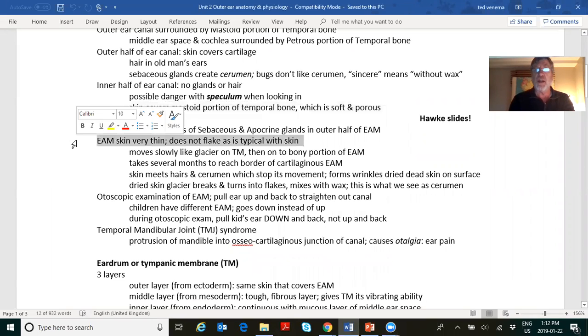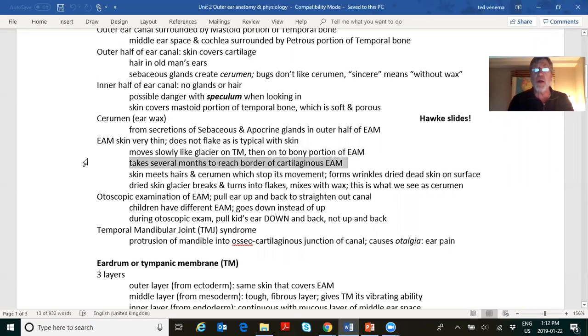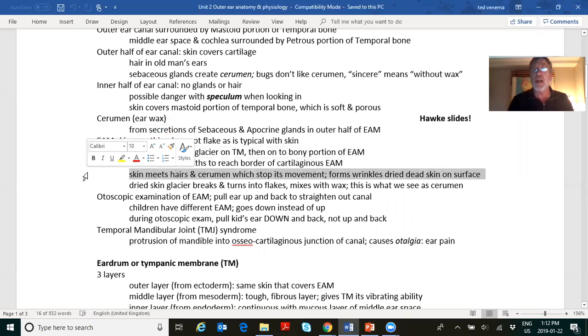Ear canal skin is very thin. It doesn't flake as is typical with skin. It moves slowly like a glacier on the tympanic membrane, then moves onto the bony portion of the ear canal. It takes several months to reach the border of the cartilaginous portion of the ear canal. Finally, the skin meets the hairs and cerumen, which stops its movement. It actually forms wrinkles, dried dead skin on the surface.